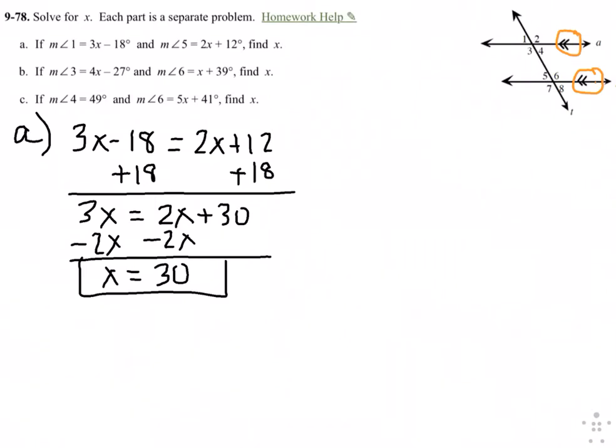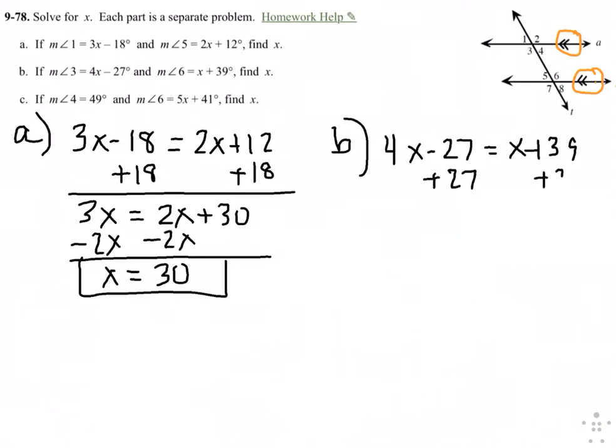For B, let's look at B. They're giving us angle 3 and angle 6. Angle 3 and angle 6 are also congruent, right? They're alternate interior angles, so they're congruent. So that means that 4x minus 27 equals x plus 39, right? And we'll add 27 to both sides. We get 4x equals x plus 39, right?